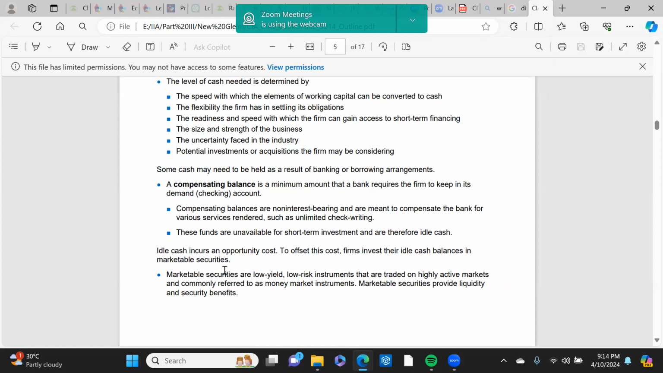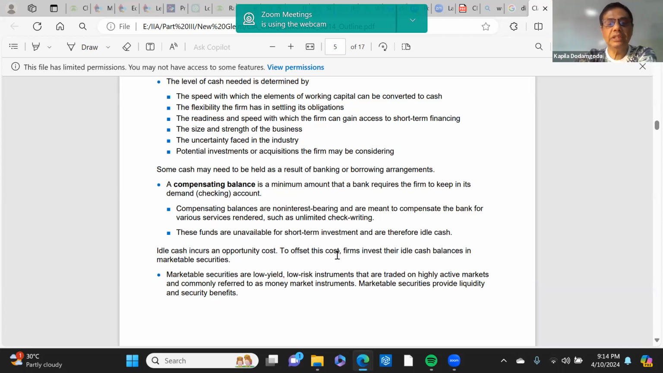Right. Idle cash, on the other hand, incurs an opportunity cost. In an organization, if you have idle cash, obviously there is a cost. Why? There is an opportunity cost. Rather than keeping idle money, thinking that you may have a need, you could invest it somewhere and earn a return. So obviously, idle cash incurs an opportunity cost.